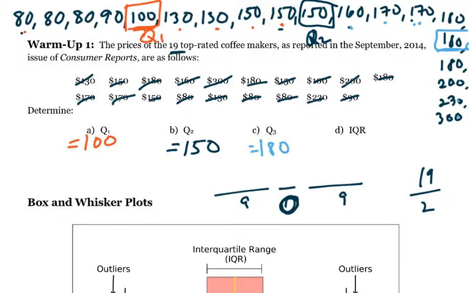The IQR is we take our Q3 and we subtract Q1. So 180 minus 100 equals 80. So our IQR, or interquartile range, is 80.